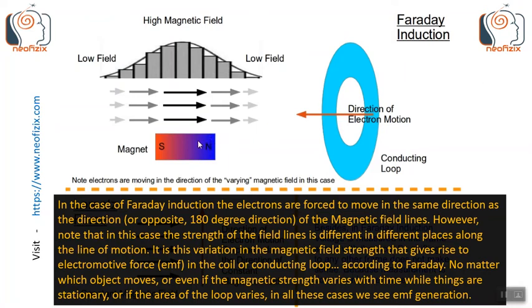No matter which object moves, or even if the magnetic strength varies with time while things are stationary, or if the area of the loop varies, in all these cases we see EMF generation in the loop.